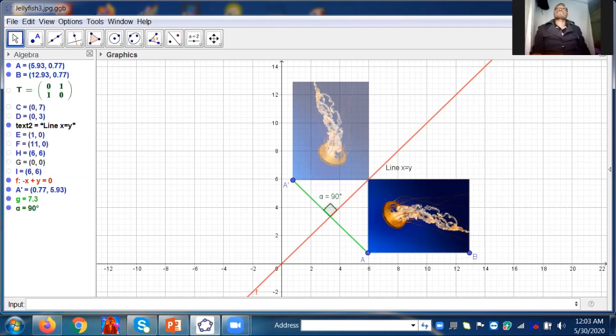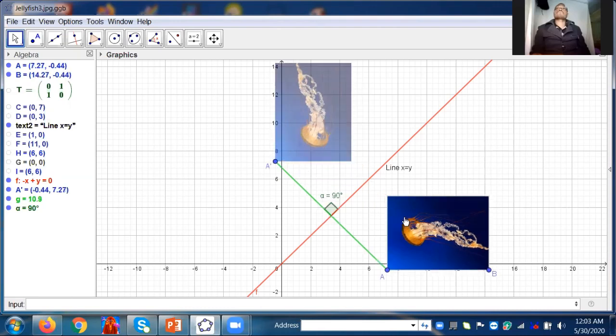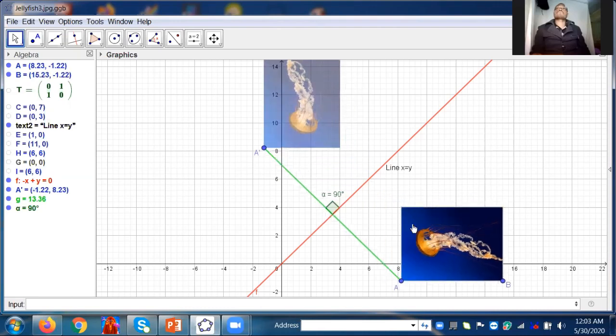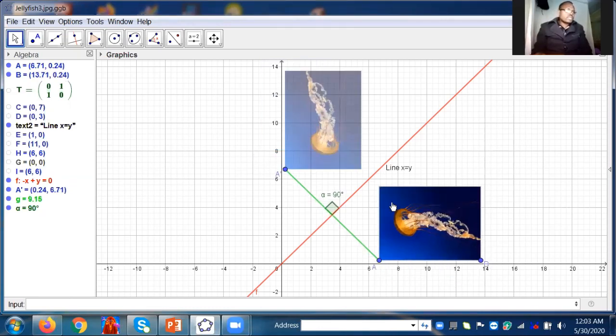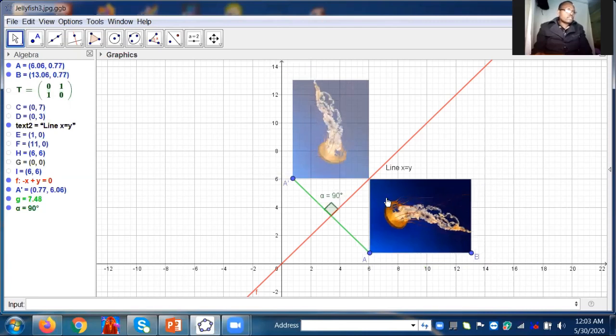I have applied that matrix on the jellyfish, and I can move the jellyfish, and you are going to see the behavior of the image. The image is the faded one. When I move the object further from the mirror line, the image also moves further away from the mirror line. And then when I move the object closer, the image also moves closer.